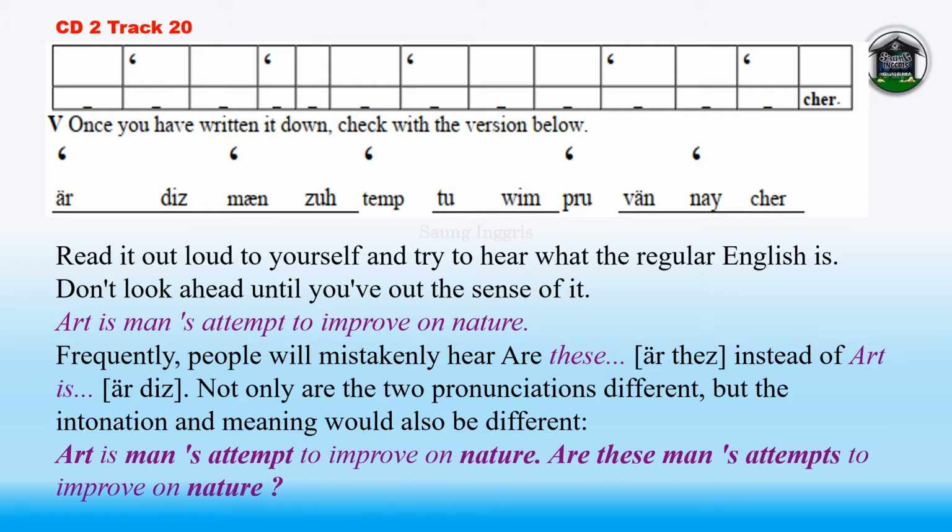Frequently, people will mistakenly hear "are these" instead of "art is." Not only are the two pronunciations different, but the intonation and meaning would also be different. Art is man's attempt to improve on nature. Are these man's attempts to improve on nature?